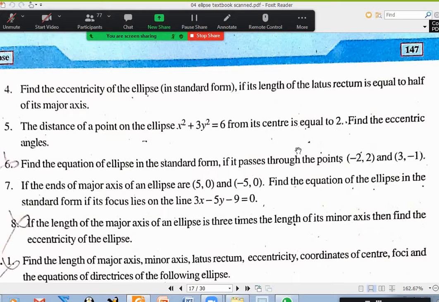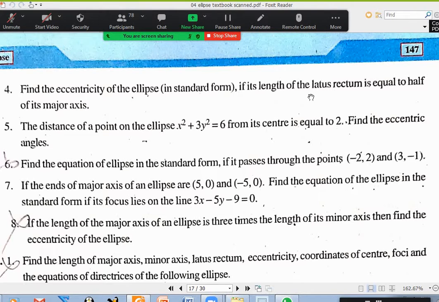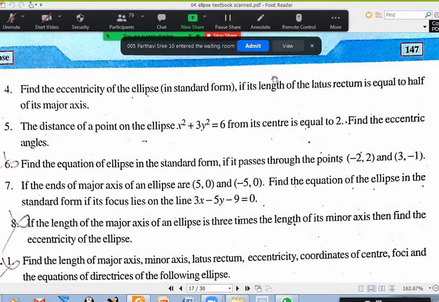Fifth question, you have to take it as a cos theta comma b sin theta. That is root 6 cos theta comma root 6 sin theta. Find distance to origin equal to 2. You will get a trigonometric equation. You can just try to solve them. You'll get theta value. You may get 4 theta values, one each quadrant.